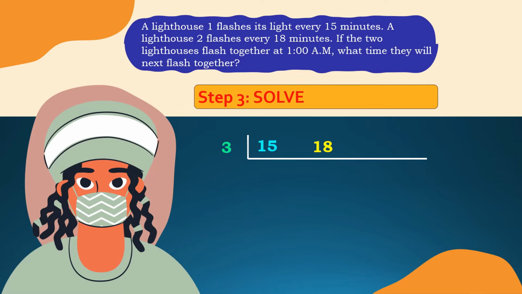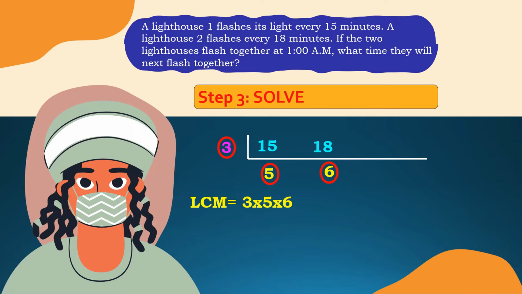So 15 divided by 3 is equal to 5, and 18 divided by 3 is 6. Since 5 and 6 do not have a common prime divisor, they will now become part of the factors to get the LCM of 15 and 18.